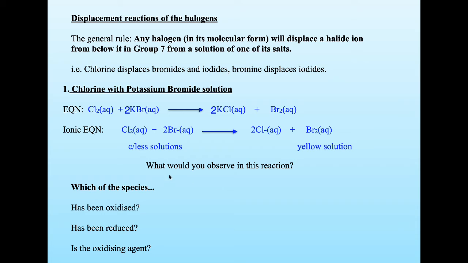Let's have a look at this in terms of redox. Which of the species has been oxidized? Well, oxidation is a loss of electrons. So you'll see that the bromide has been oxidized to bromine. You can write that down. Which has been reduced? Chlorine. So reduction is a gain of electrons. Chlorine has gained electrons to form chloride ions. Which is the oxidizing agent? Well, if bromide has been oxidized, that means that chlorine is the oxidizing agent.